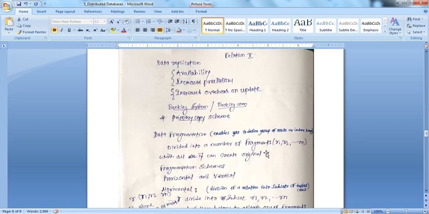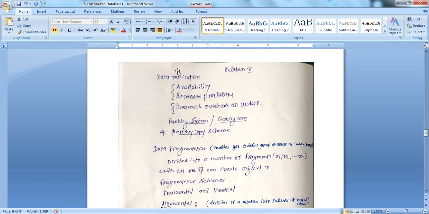Now data replication. Because of the replica of the data, the data is available in a replica of the database. It gives good availability of data. It increases parallelism because of the replicas. But it increases the overhead on update. That is the third point, the disadvantage: if we want to update, it creates an overhead to update those replicas.